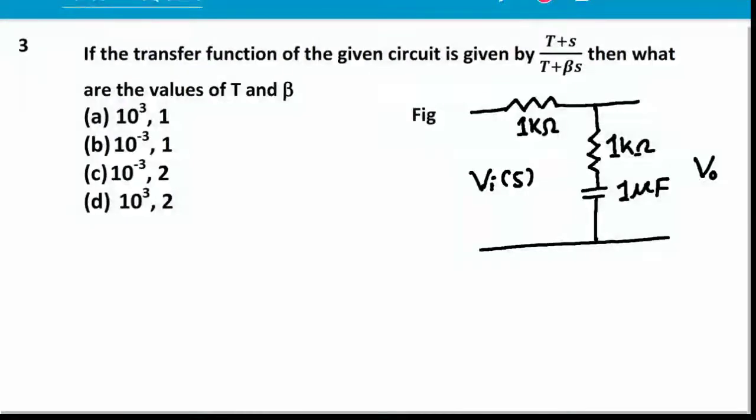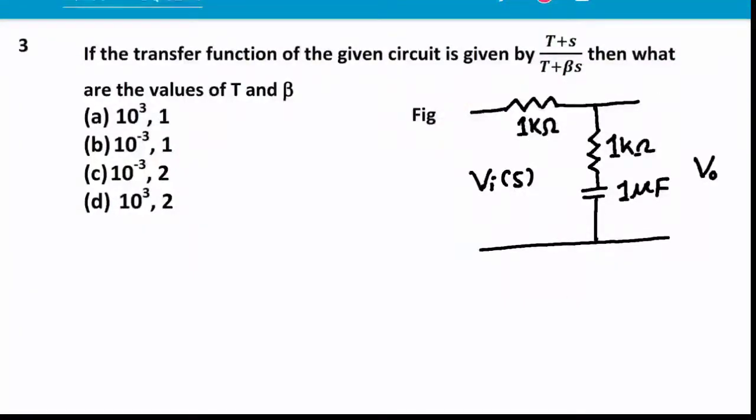Next question. If the transfer function of the given circuit is given by T plus S by T plus beta S, then what are the values of T and beta? This is the given circuit. Here is the circuit.